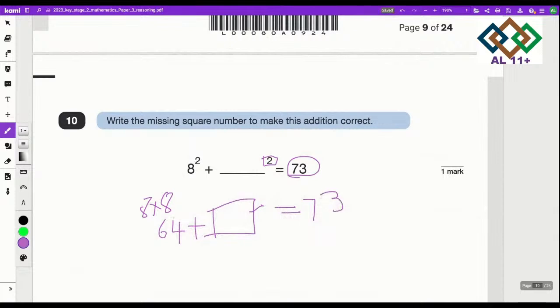So what do you think it will be? You know you need 9, right? So what is the square? What square number gives you 9 would be your answer. So what do you think? What square number gives you 9? You just have to think about that. Obviously, the square number would be 3. Good. So it will be 3.